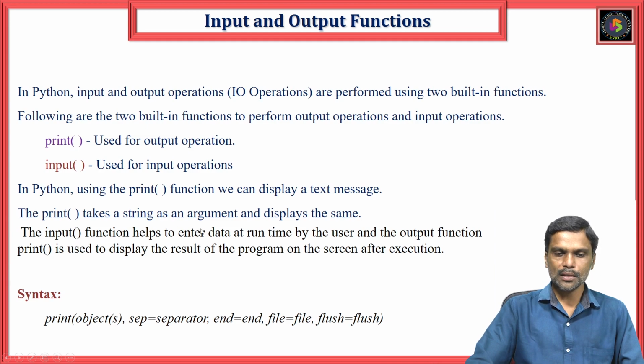The input function helps us to enter data at runtime by the user, and the output function print is used to display the result of the program on the screen after execution. These are the basic functions, and you can see the syntax. For print we can give some object, maybe a string or some variable. Sep separates the arguments or parameters, and end, then file, then flush. This is the general syntax of the print function.